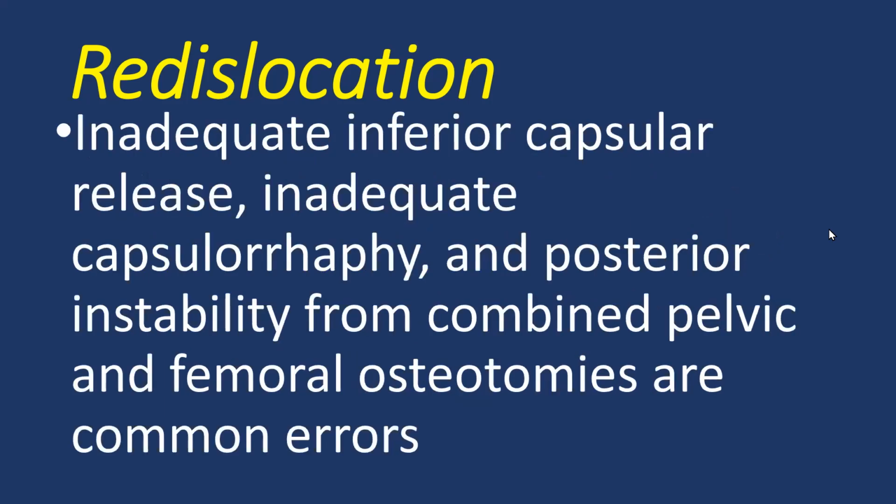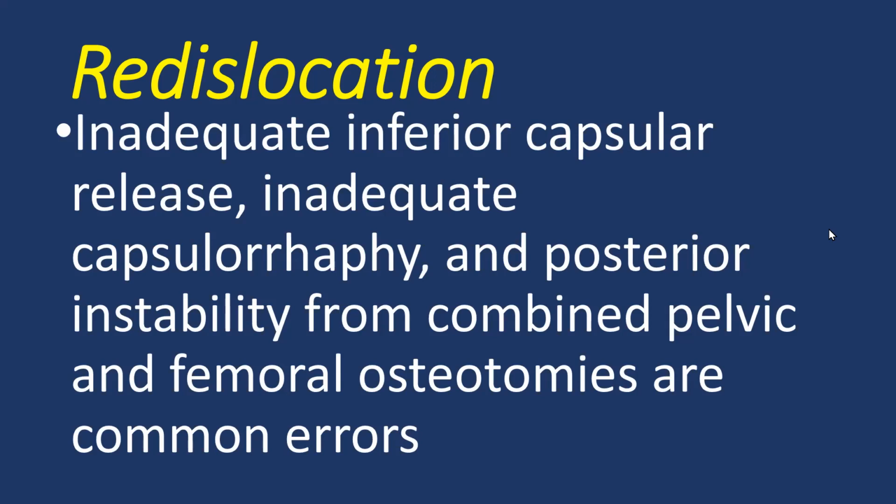Inadequate inferior capsular release, inadequate capsulorrhaphy, and posterior instability from combined pelvic and femoral osteotomies are common errors. You see, these children have a certain amount of femoral anteversion. You should correct it as you're doing a shortening procedure or doing a femoral osteotomy. You should bring it down to around 10 to 15 degrees, not more.